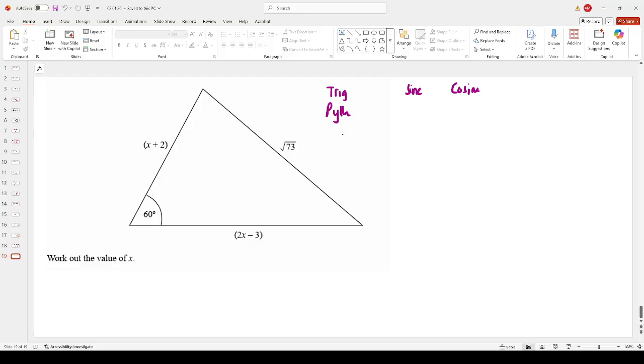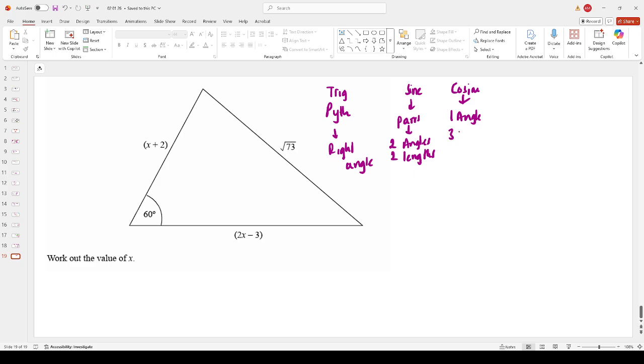So from these, Pythag and trig is only for right angles, right? Is this a right angle triangle? Clearly not. Sine rule is when you need pairs. So what do I mean by pairs? That means 2 angles and 2 lengths. Do I have that going on here? Am I working with 2 angles and 2 lengths? And for cosine rule, you're working with 3 sides or 3 lengths and 1 angle. So 1 angle and 3 lengths.